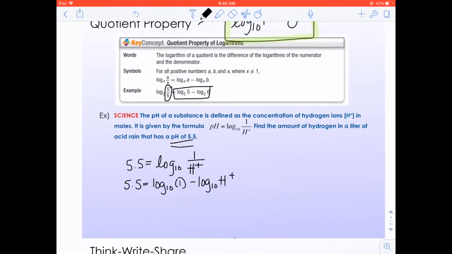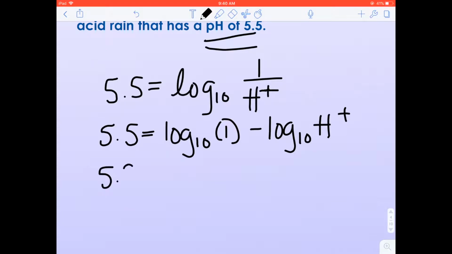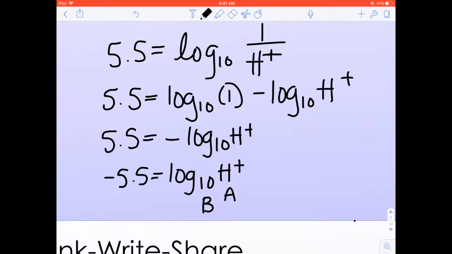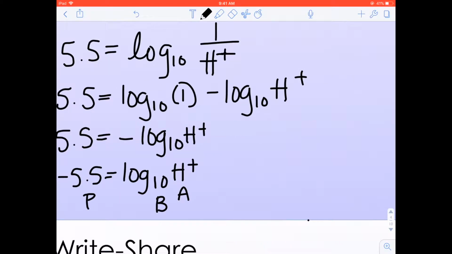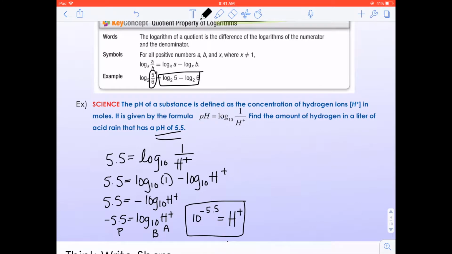We know that log base 10 of 1 is always 0 from up here. So we can rewrite that as 5.5 equals negative log base 10 of H+. Divide by negative, okay, so we get negative 5.5 equals log base 10 of H+. And now just rewrite the equation using what you know. So this is base, answer, power. So we get 10 to the negative 5.5 equals H+. And that's it. So again, we're just using these rules to rewrite our problem.